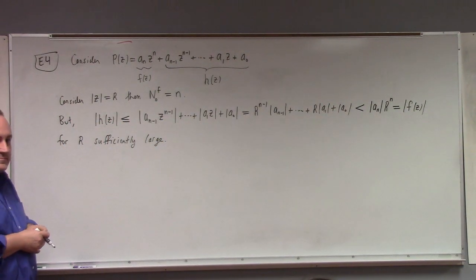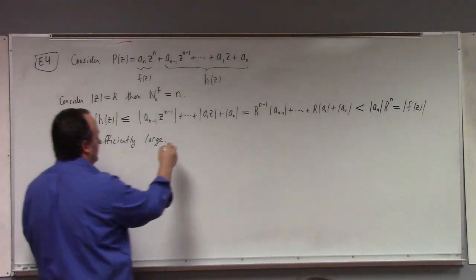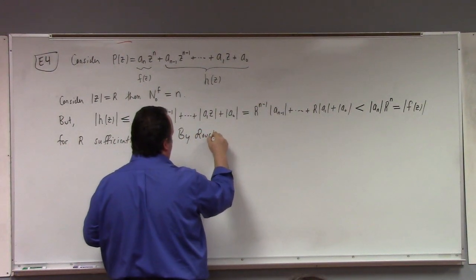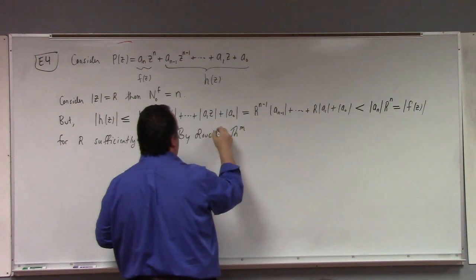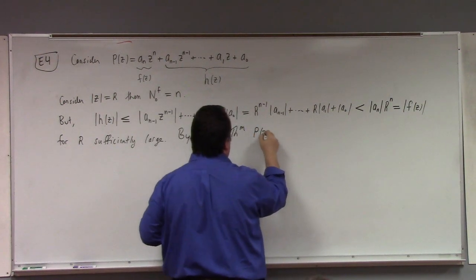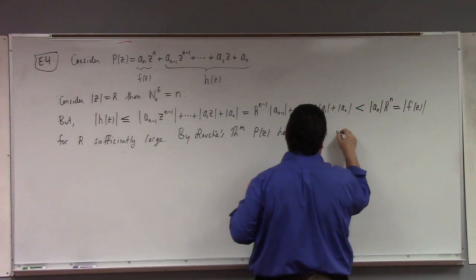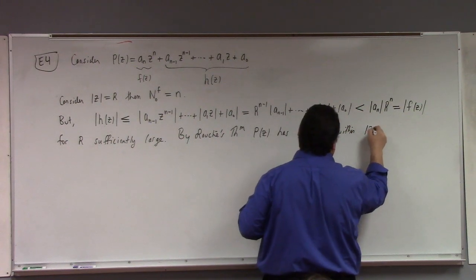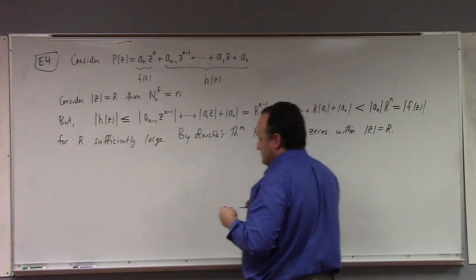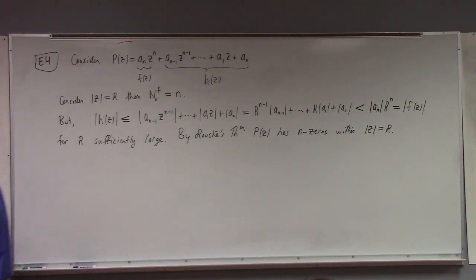So what does this mean? By Rouche's theorem, P of z has n zeros within modulus of z equals r. What's that? That's the fundamental theorem of algebra. This is the easiest proof of the fundamental theorem of algebra that I know.